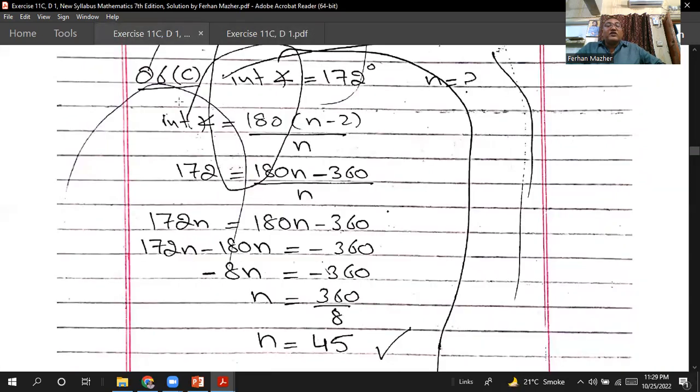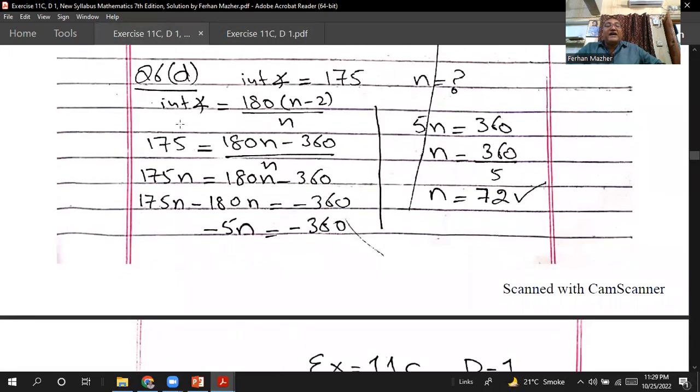So the D part of question number 6. We have internal angle equal to 175, n is the question. So the internal angle will be equal to 180(n minus 2) divided by n. The internal angle is 175. So you will have 175 equals 180n minus 360 divided by n.